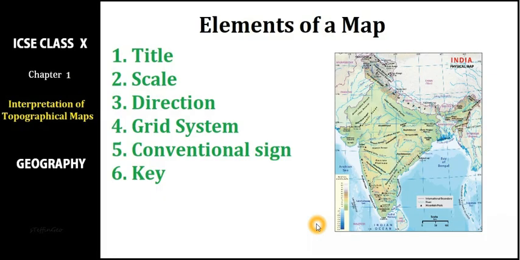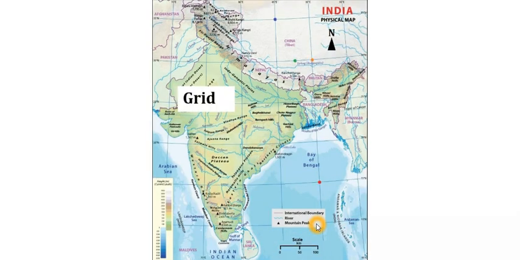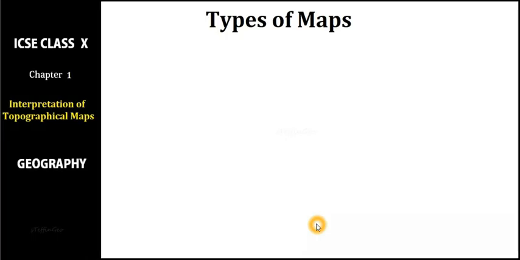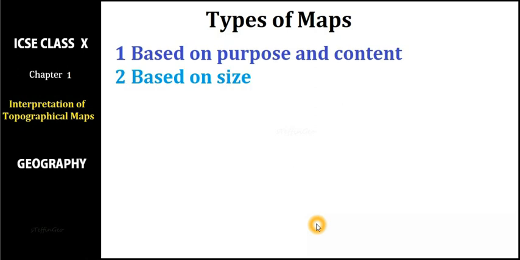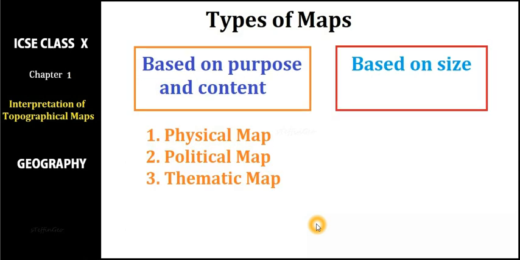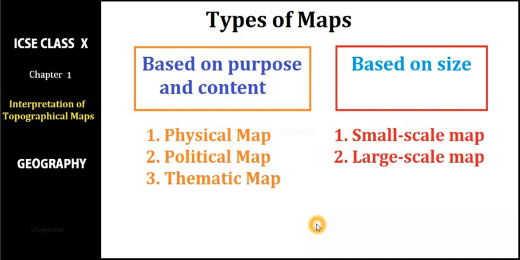So these are the 6 basic elements of a map: title, scale, direction, grid system, conventional signs and symbols, and key. Now the next topic is the types of map. We can classify maps on 2 bases. First one is on the base of purpose and content. Second, on the base of size. Based on the purpose and content, the map is classified into 3 categories: the physical map, political map, and thematic map. And based on the size, maps can be classified into small scale map and large scale map.